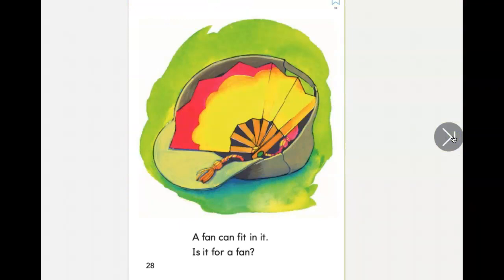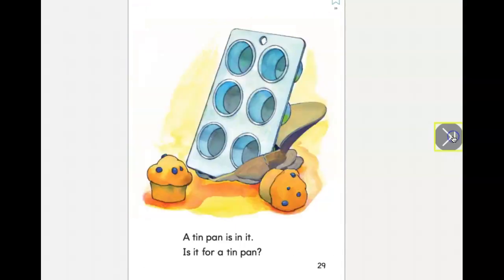A fan can fit in it. Is it for a fan? A fan can fit in it. Is it for a fan? A tin pan is in it. Is it for a tin pan?